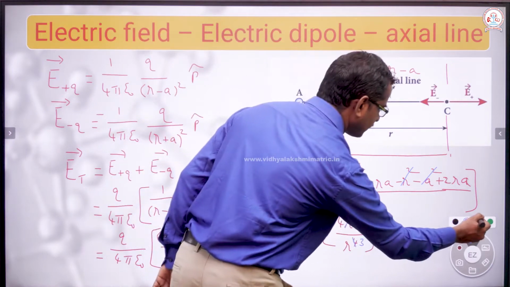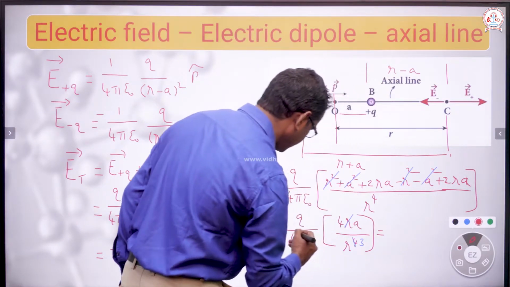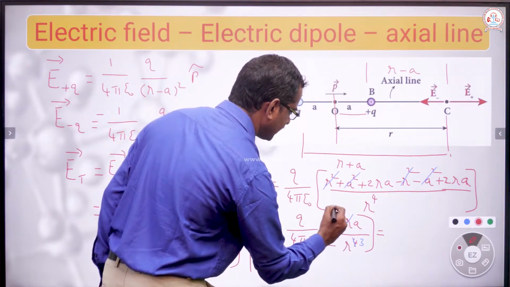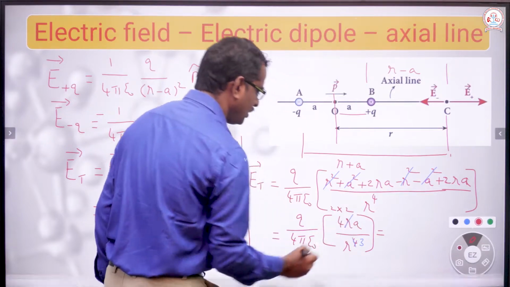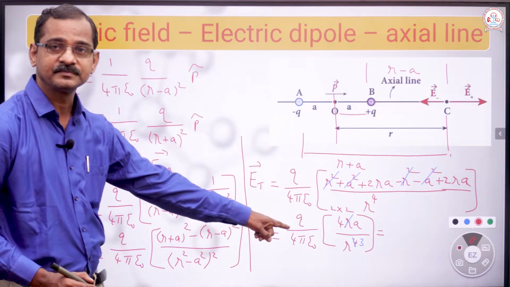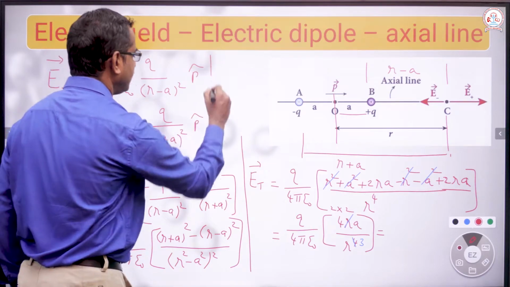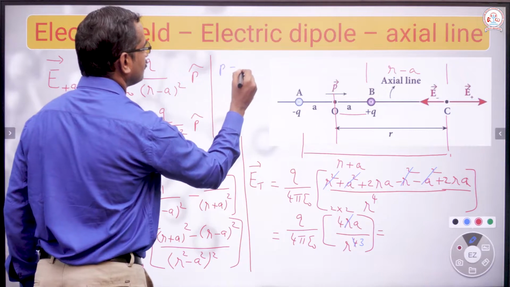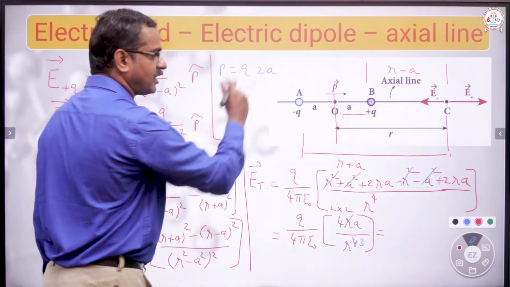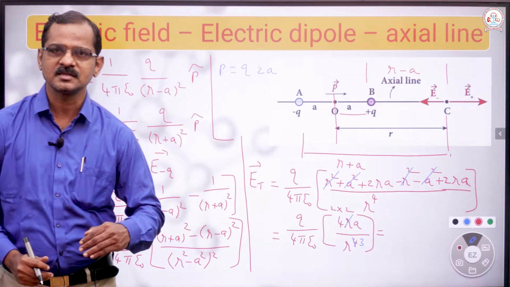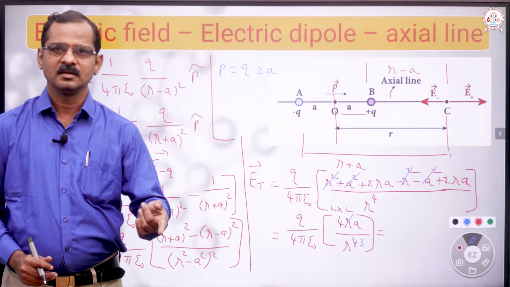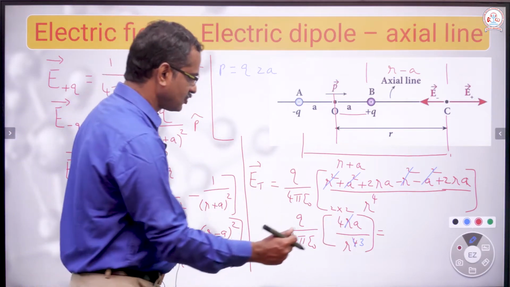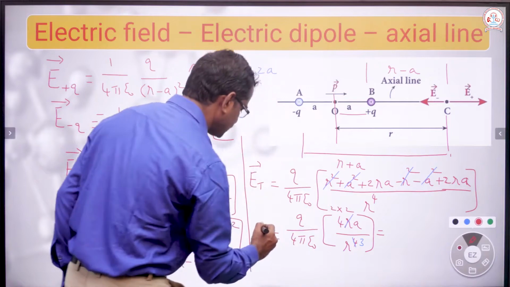Then this can be written as Q divided by, this 4 can be written as 2 into 2, and we know that electric dipole moment P is equal to Q into 2A. Electric dipole moment is the product of one of the charges and the distance between the two charges. That can be substituted here. Then we get the total electric field.